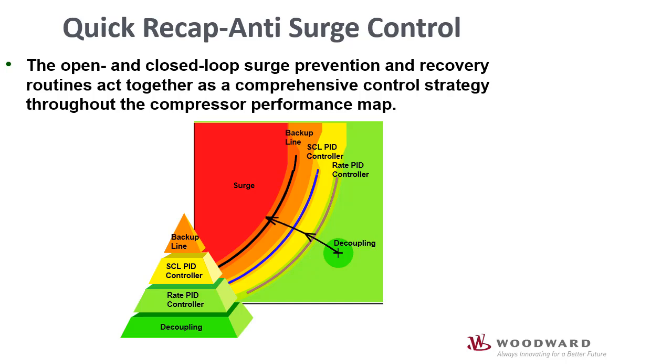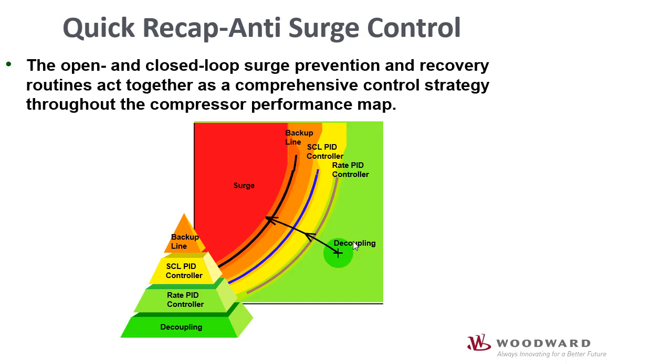Before moving to configuration, let's quickly recap the basics of Woodward anti-surge controller. The green colored zone is a stable compressor operating area. In that zone, we see red PID and decoupling actions which are deployed.